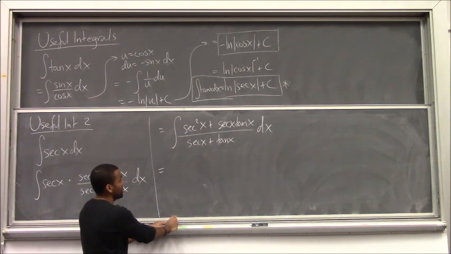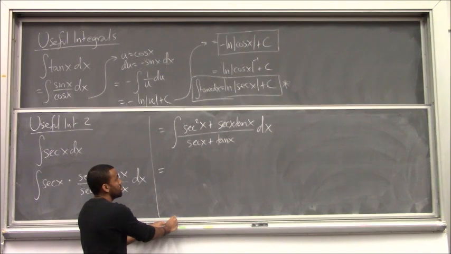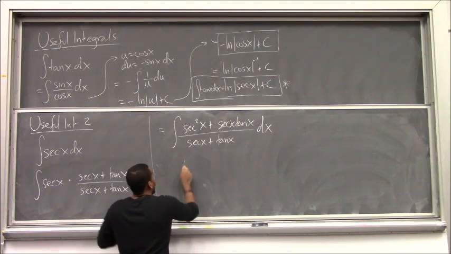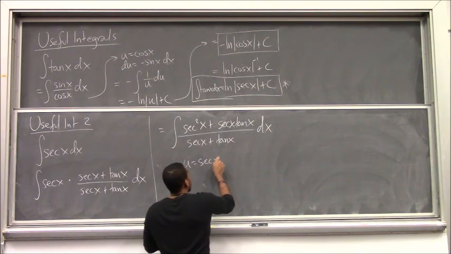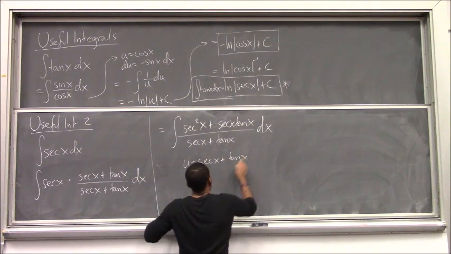Now, do you see anything? Separated into two fractions. And then you go back to reach. Substitute what? Tangent. If our u is equal to secant x plus tangent x, what would our du be?